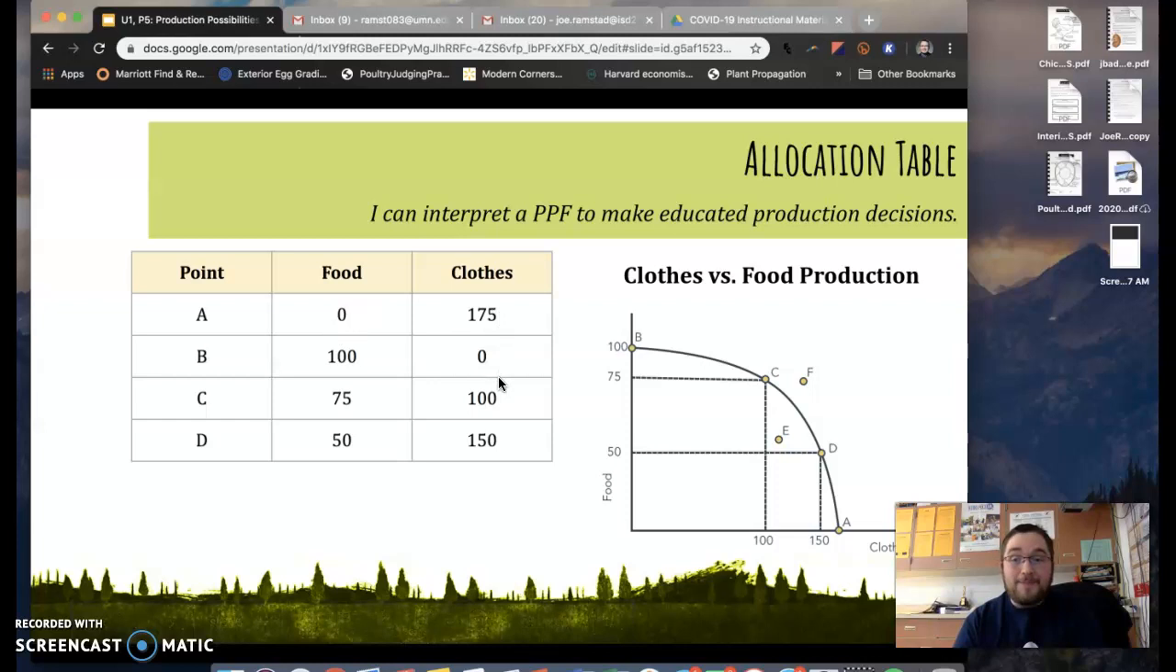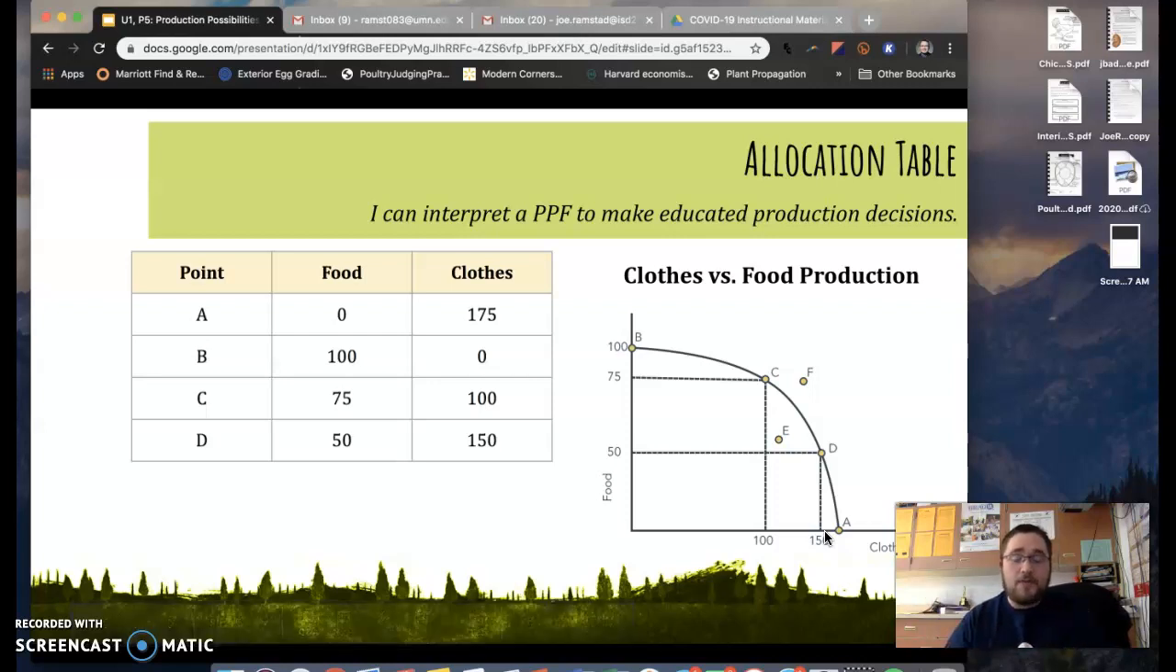At point B, we see there is 100 units of food and 0 units of clothes. Point C, 75 food, 100 clothes. Point D, 50 food, 150 clothes. Now in this example, we had the graph first and made an allocation table from that.